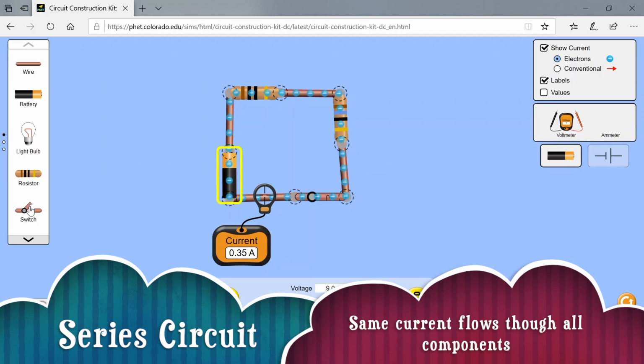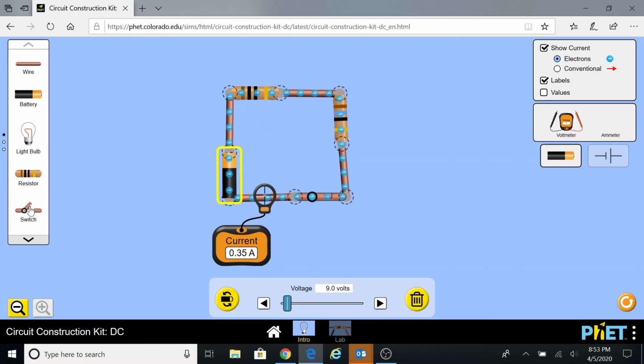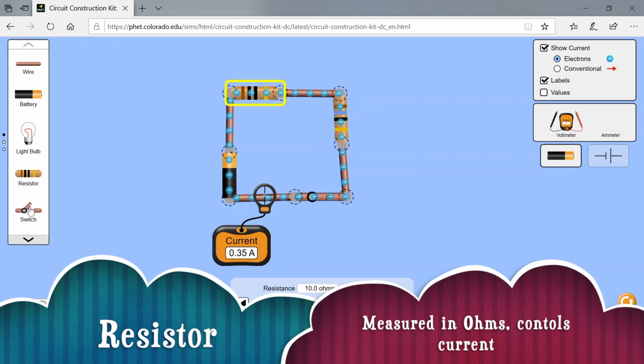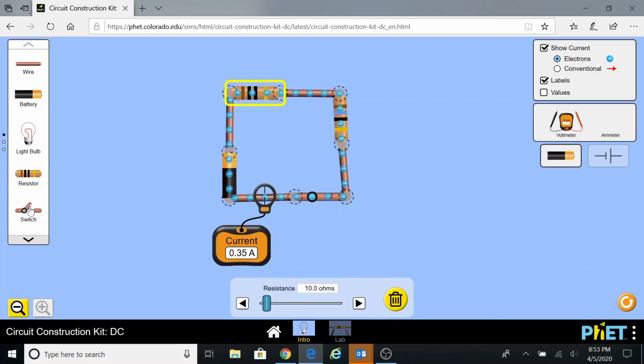We have a battery, which provides electrical potential. When hooked up to a circuit, that electrical potential is converted into current. The current moves. Resistors are used to control that current. The higher the resistance is, the lower the current is. And if you put two resistors together so that the same current flows through them, that is called series.